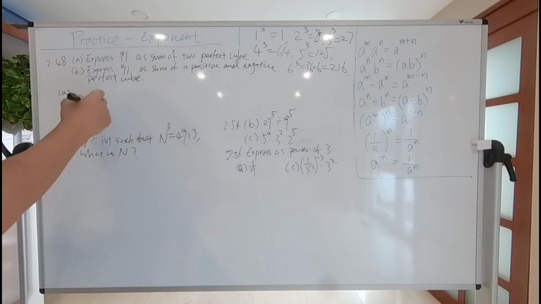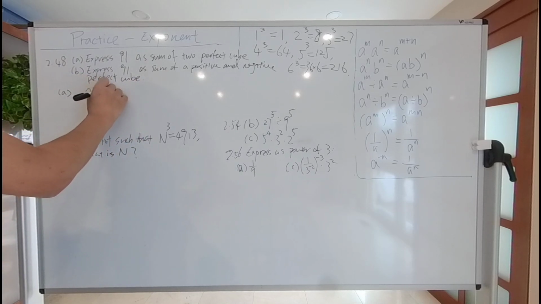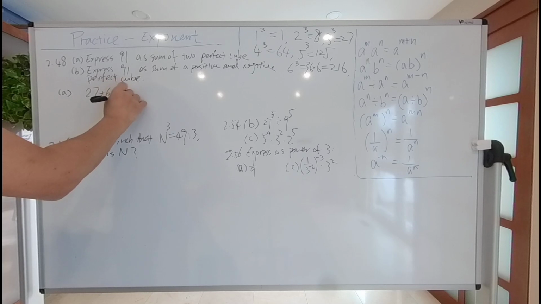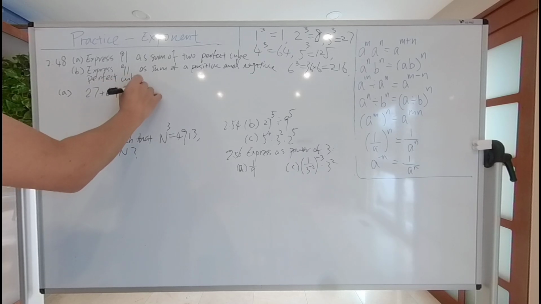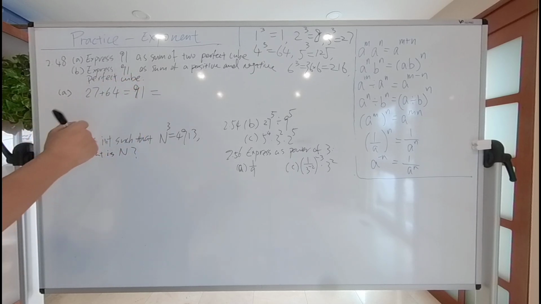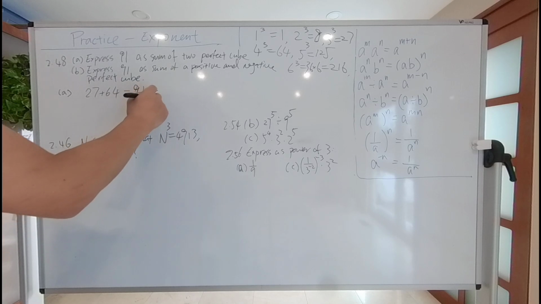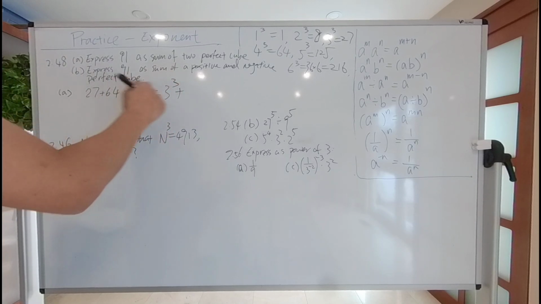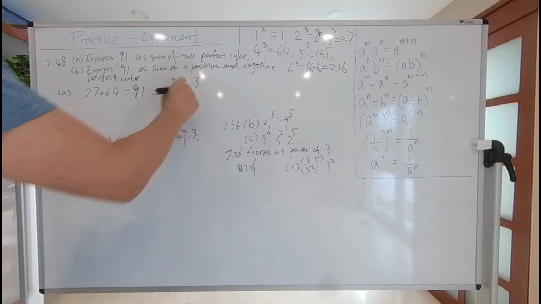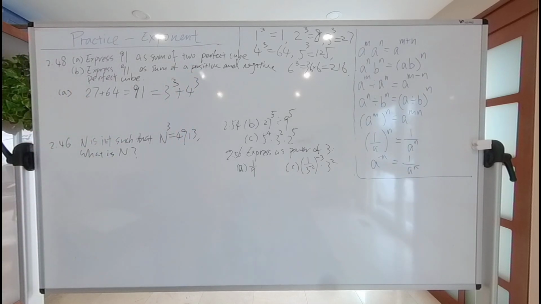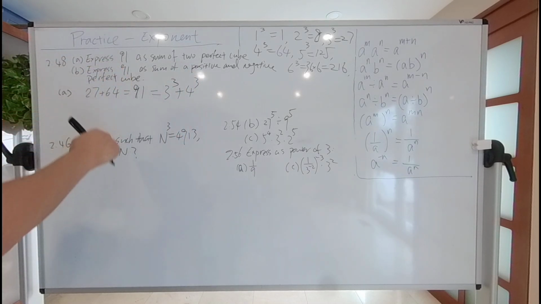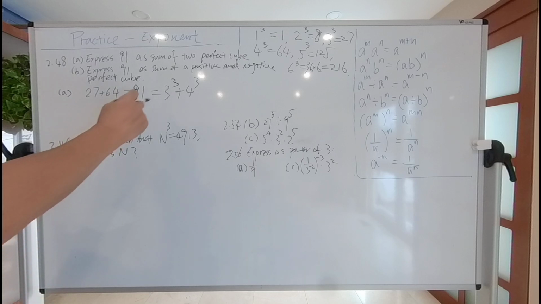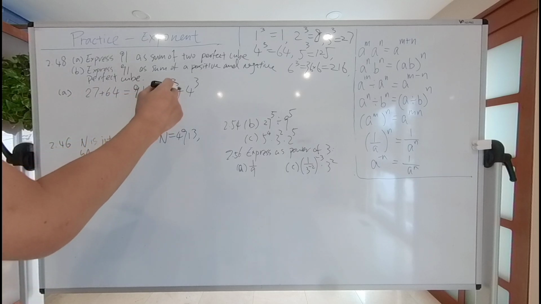And in fact, yes, because 27 plus 64 is 91. So it is the sum of the perfect cube of 3, and 64 is the perfect cube of 4. So here I got the first answer. The number 91 is the sum of two perfect cubes, which is 3 cubed plus 4 cubed.